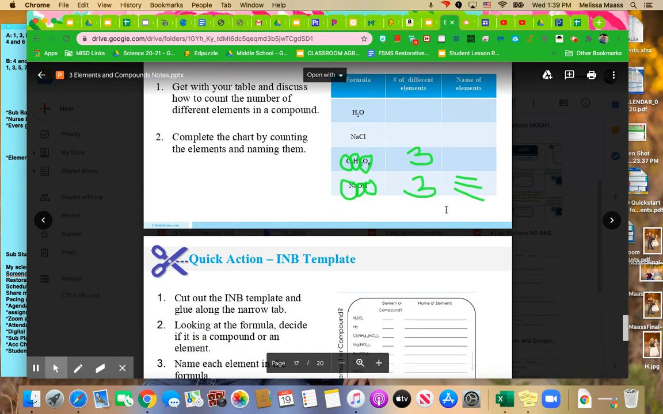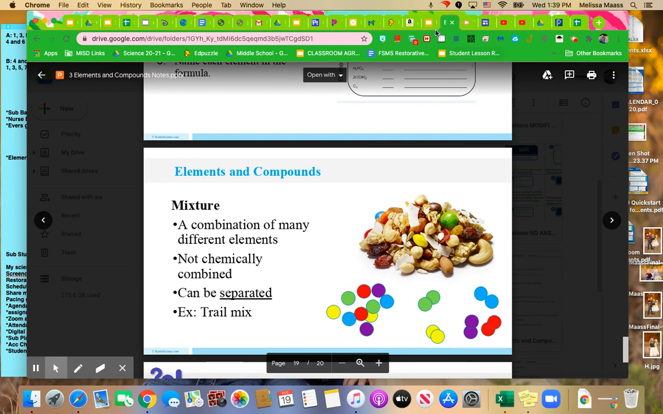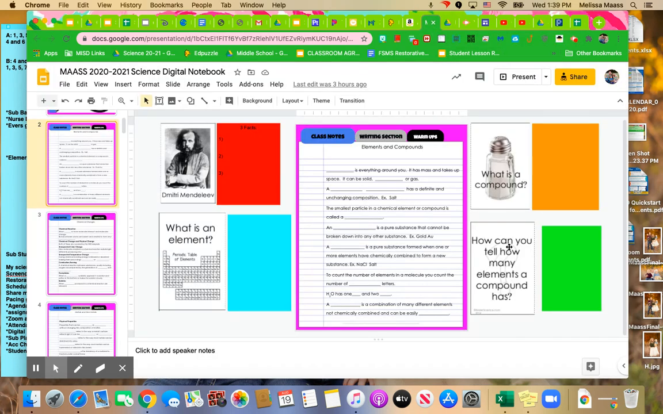But what you need to make sure you do is go on your digital notebook and complete these, because you never know when we might be able to use this on a test and everything, and you want to have this filled in because it could help you a lot.